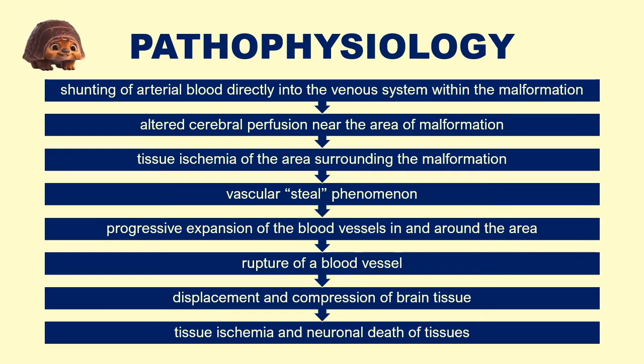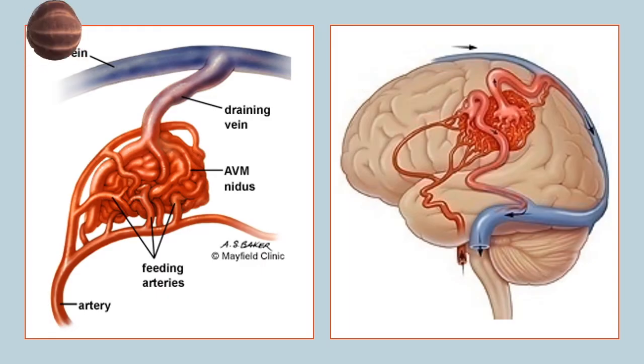Okay, why is there progression? The blood vessels would perceive that there is no energy supply, or the blood vessel would perceive that the body would need compensation. For that reason, class, it would increase your expansion. It would result in expansion of your blood vessels in and around the area. In the long run, rupture of the blood vessel is expected, and then displacement and compression of the brain tissues could possibly occur. Then later on, tissue ischemia and neuronal death of tissues. So basically, what we are talking about here is a patient with an increased ICP due to the rupture of the arteriovenous malformation. Okay? So class, this is what happens in your arteriovenous malformation.